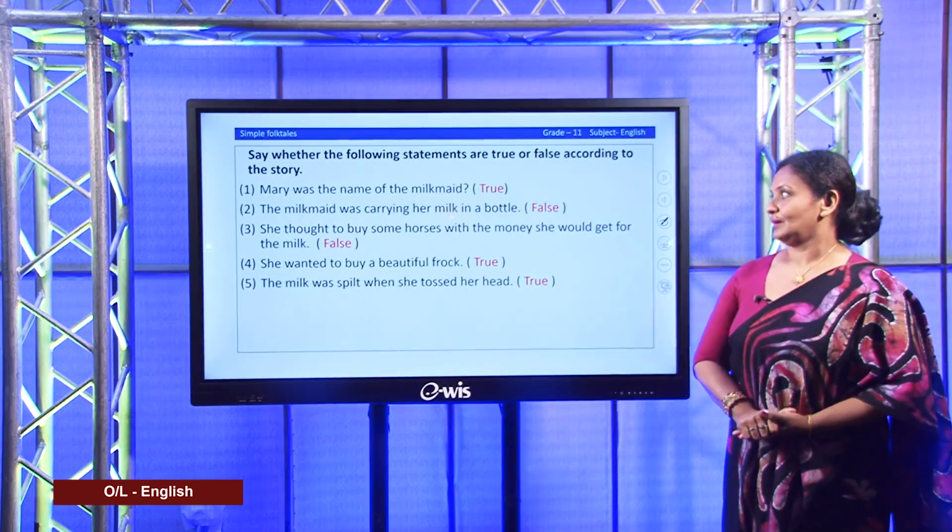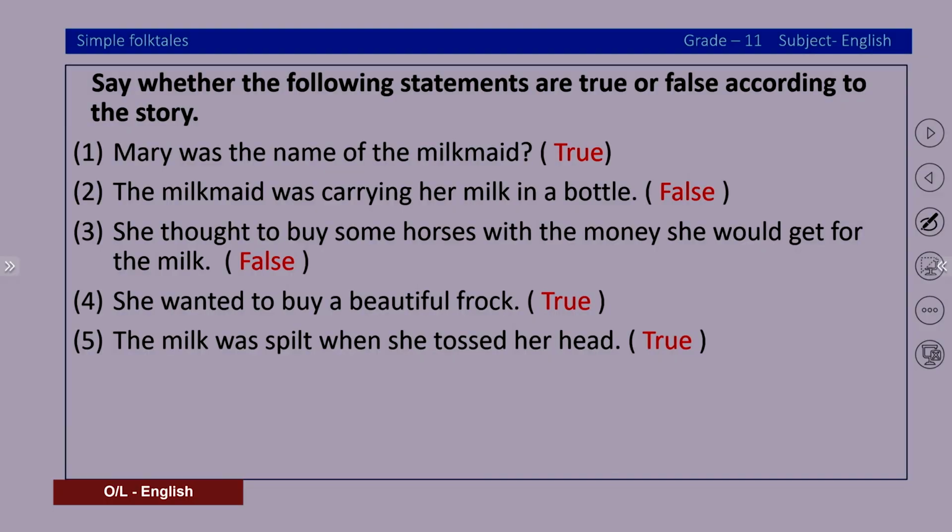Yes. Look at the first one. Mary was the name of the milkmaid. The answer is true. Second one. The milkmaid was carrying her milk in a bottle. The answer is false because she was carrying milk in a pail.